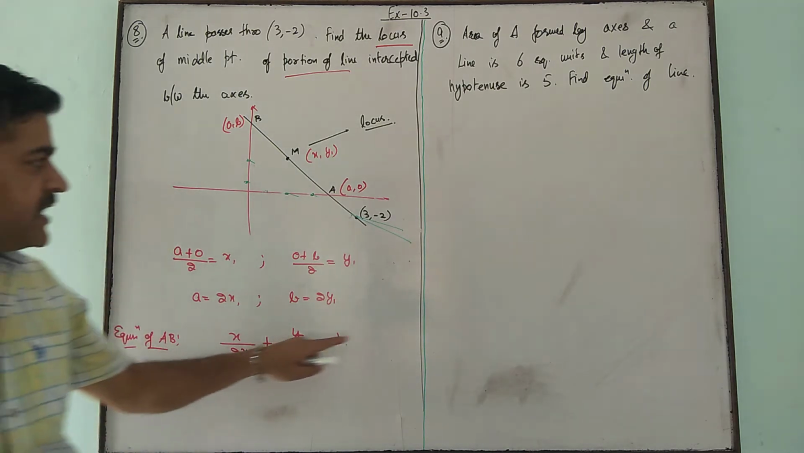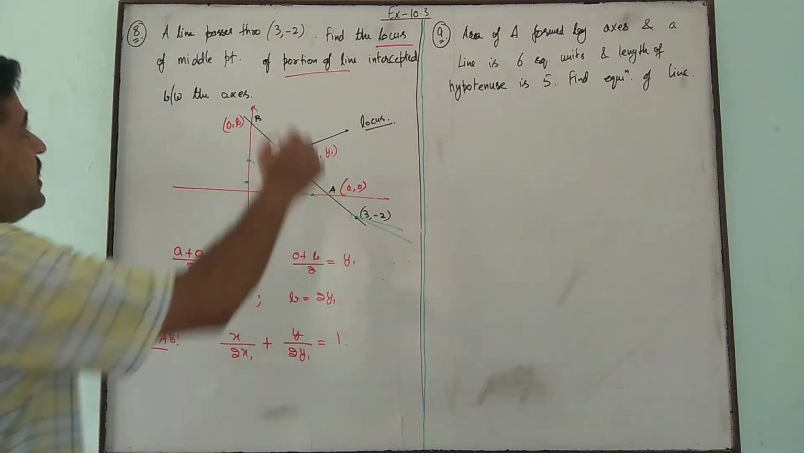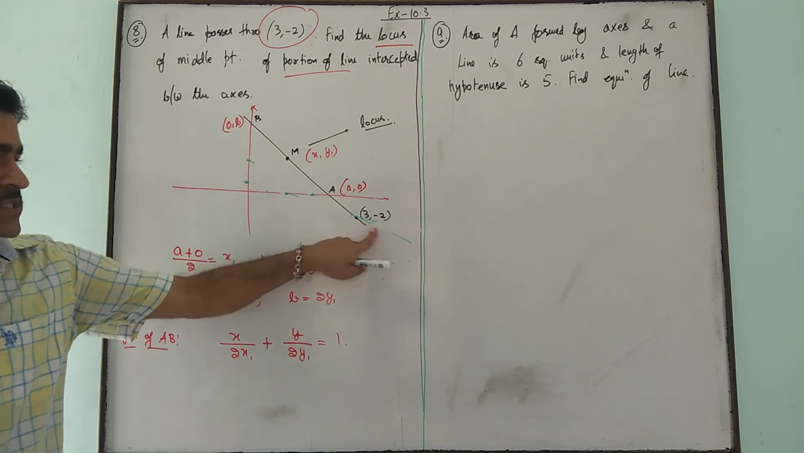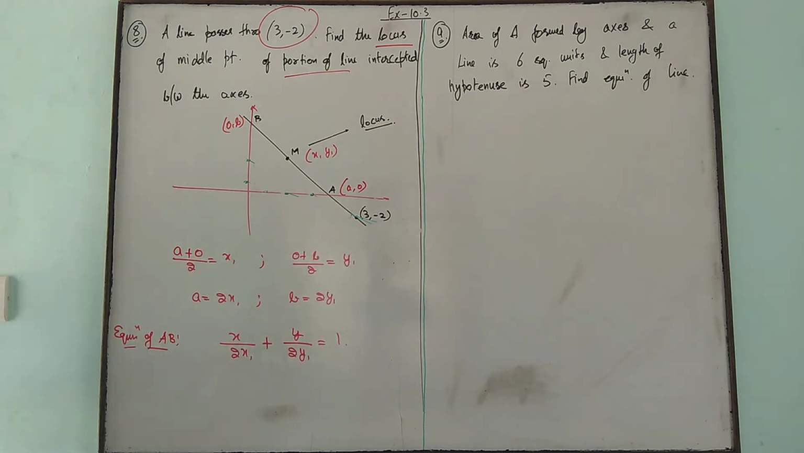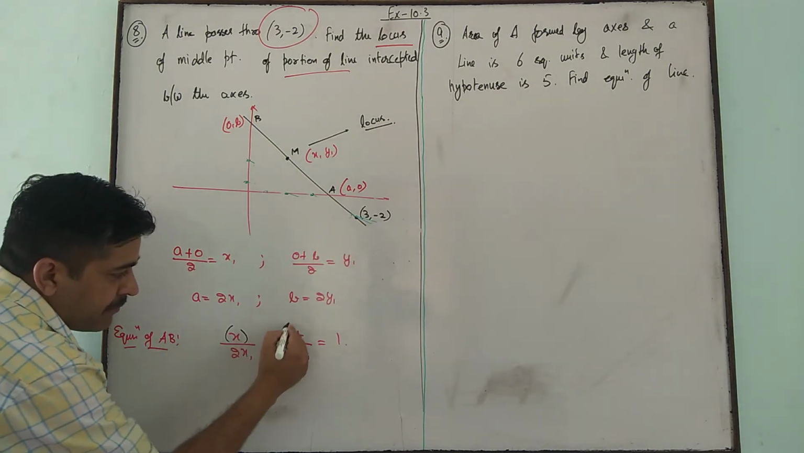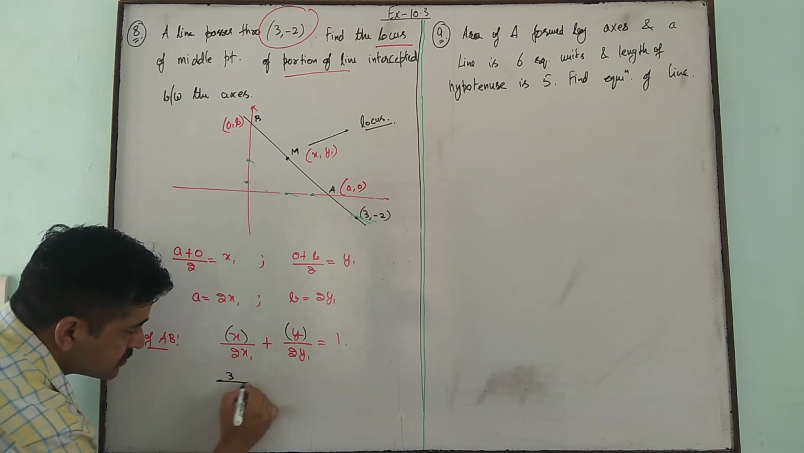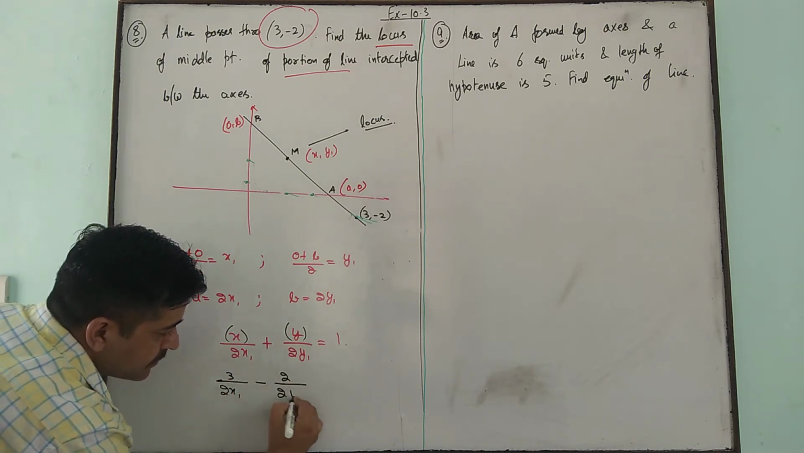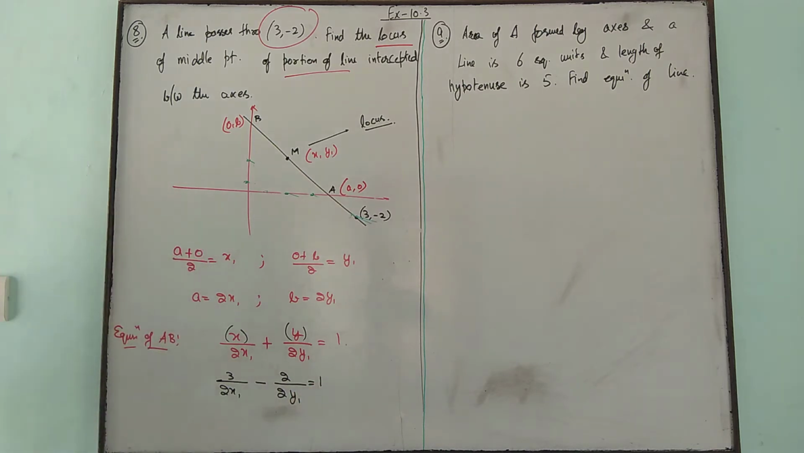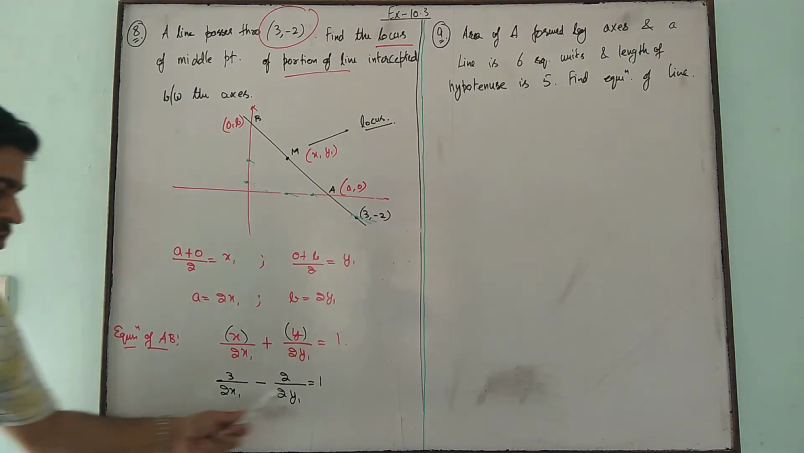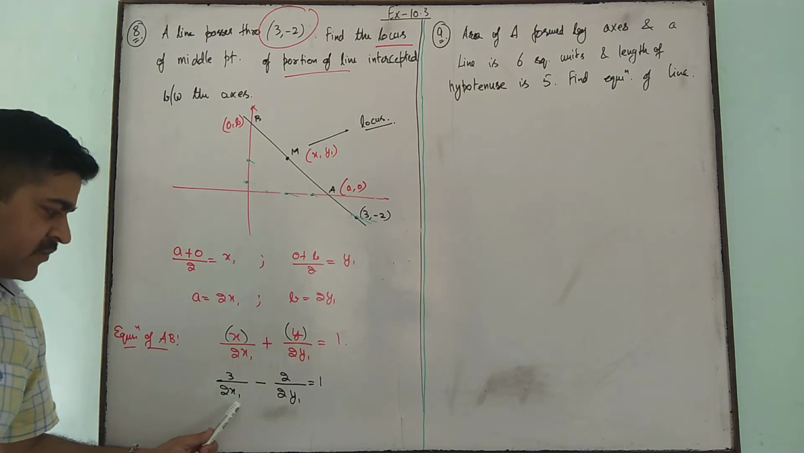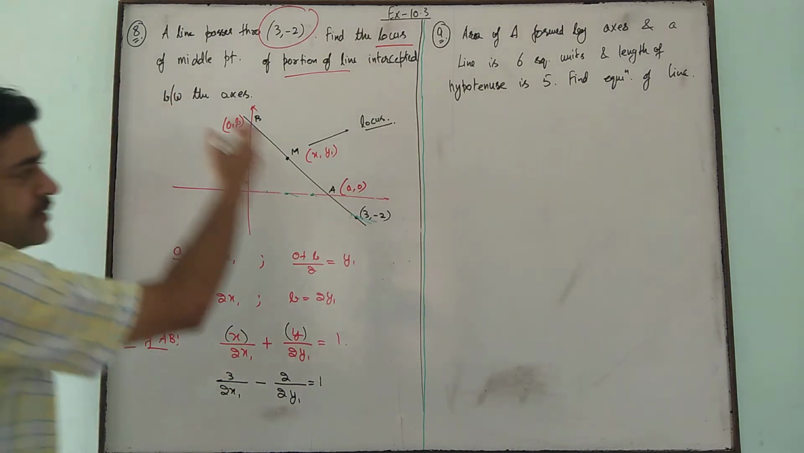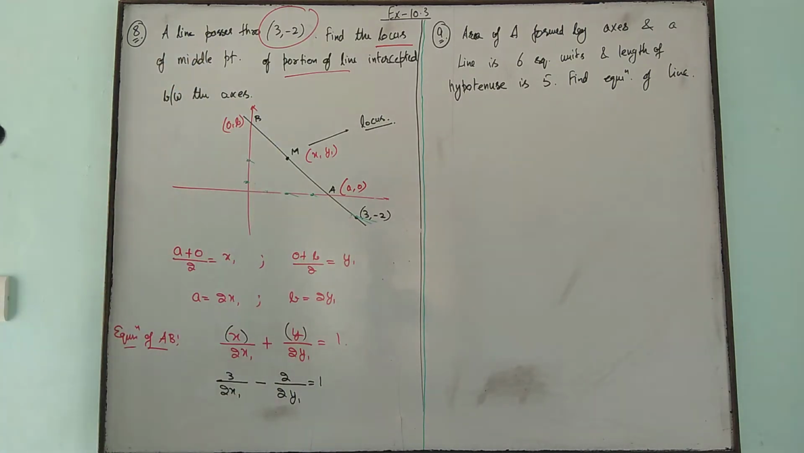Now what is the only condition of this line? That the line passes through (3, -2). So putting 3 and minus 2, 3 upon 2x1 plus minus 2 upon 2y1 is equal to 1. This is your required condition. Just in place of x1, y1, you put x and y, because a locus variable point means anywhere on the line.